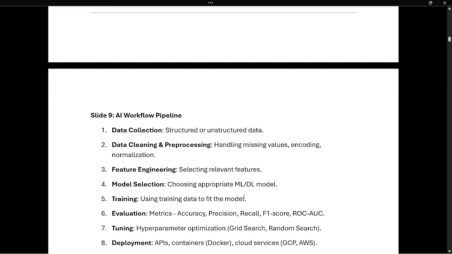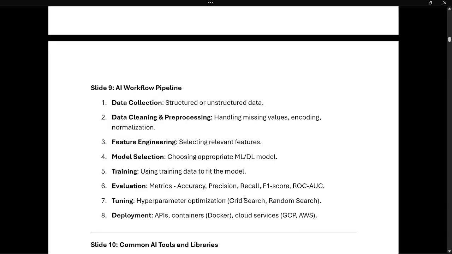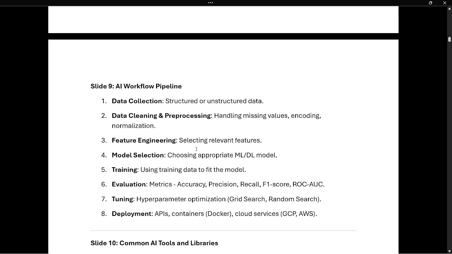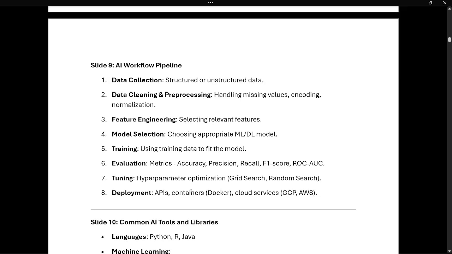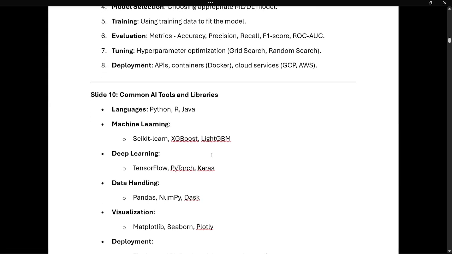Then we have the AI workflow pipeline: data collection, data cleaning, preprocessing, feature engineering, model selection, training, evaluation, tuning, deployment. These are all the things we have to understand. Now, if you are a beginner or want to understand AI, you first have to understand a language. Either start with Python, R, or Java. We recommend going with Python.